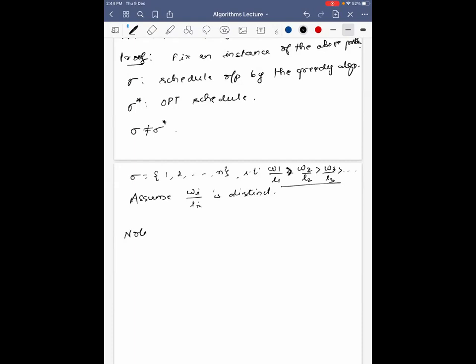Now, first, observe that sigma star must contain a pair of consecutive jobs, let's denote them I and J, such that I is bigger than J in sigma star. Okay, so it's not necessary to write this.